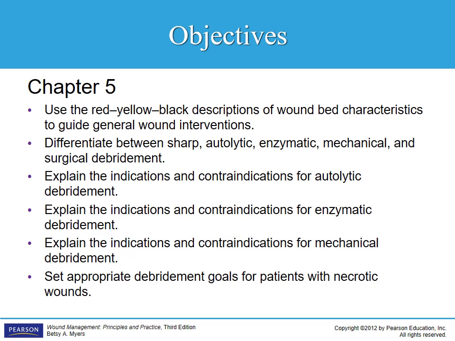Here are our objectives for Chapter 5. We're going to talk about using the red, yellow, black descriptions of wound bed characteristics to look at what our intervention should be. We're going to differentiate between sharp, autolytic, enzymatic, mechanical, and surgical debridement. We're going to explain the indications and contraindications for autolytic, enzymatic, and mechanical debridement, and then set some appropriate debridement goals for patients with necrotic wounds.